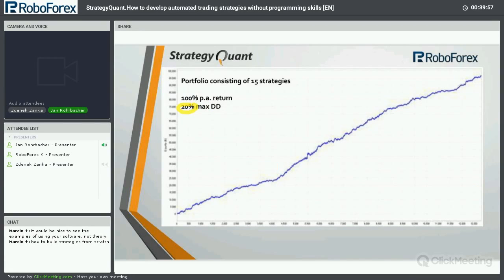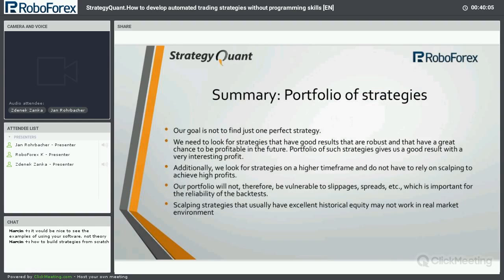I think this is the key for long-term success: not relying on just one strategy, but instead having a portfolio. So again, you have a conclusion. If I want to sum it up, the key is to have a portfolio. Like I mentioned, our goal is not to find just one single perfect trading strategy, but instead to look for strategies that have great results, that are robust enough, and that have a great chance to be profitable in the future.